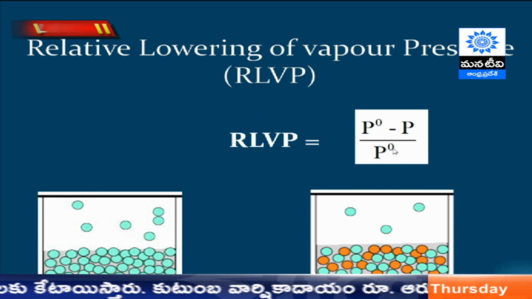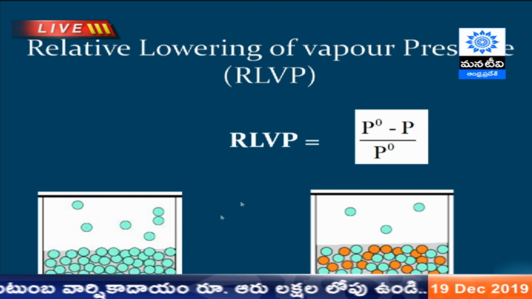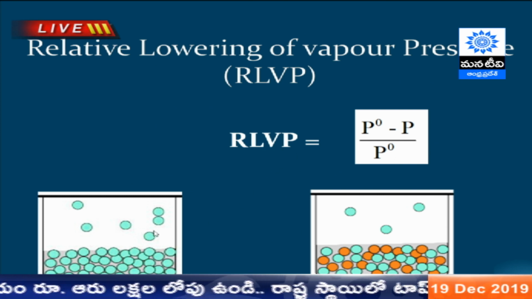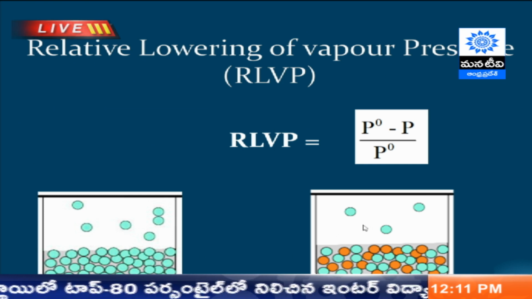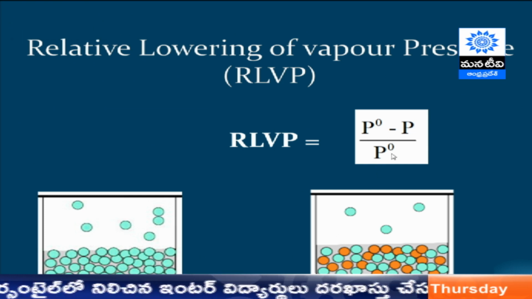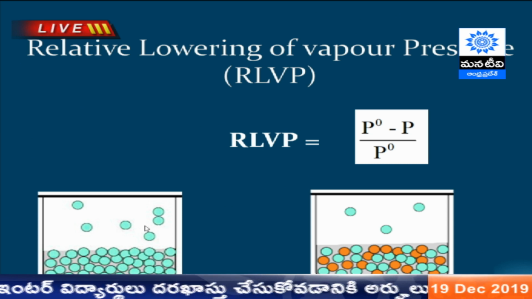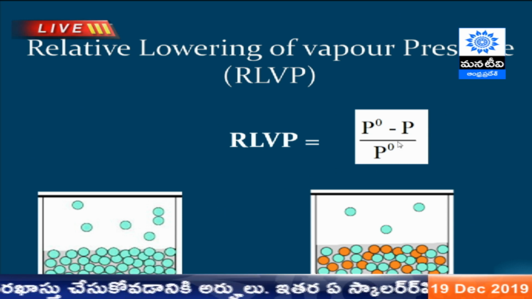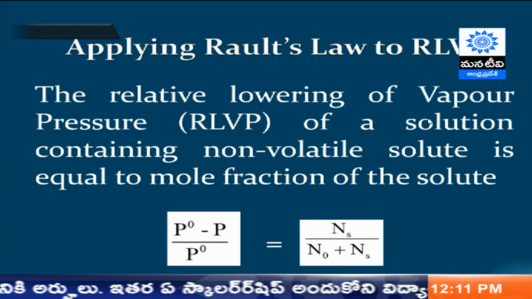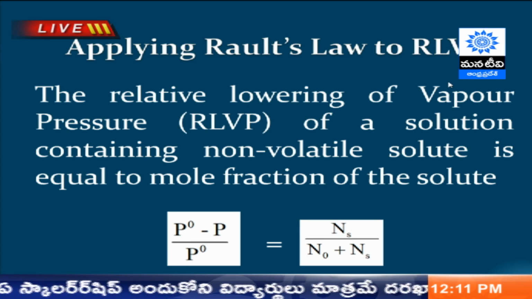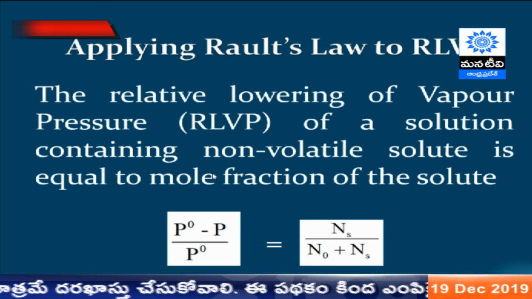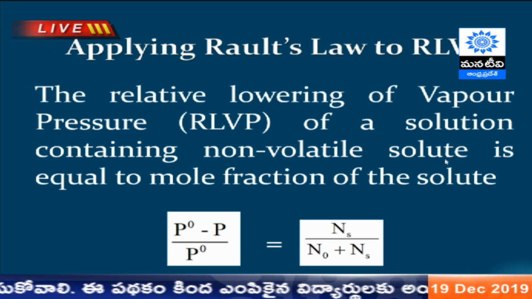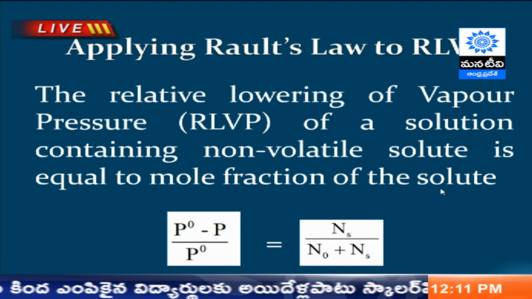Relative lowering of vapor pressure, again you can see diagrammatically there is a decrease. So, this is P0 and this is P. (P0 minus P) by P0, where P0 is the vapor pressure of the pure solvent, will give the relative lowering of vapor pressure. Applying Raoult's law to RLVP, the relative lowering of vapor pressure of a solution containing a non-volatile solute is equal to the mole fraction of the solute.